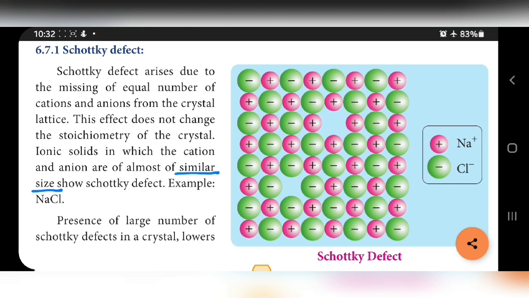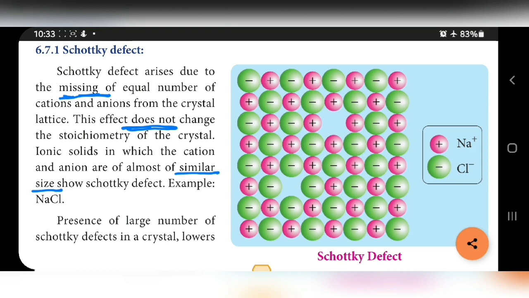Totally, I explained only 3 points. First point, this defect arises due to the missing of an equal number of cations and anions. Second point, it does not affect the stoichiometry. Third point, the cation and anion are almost similar in size.